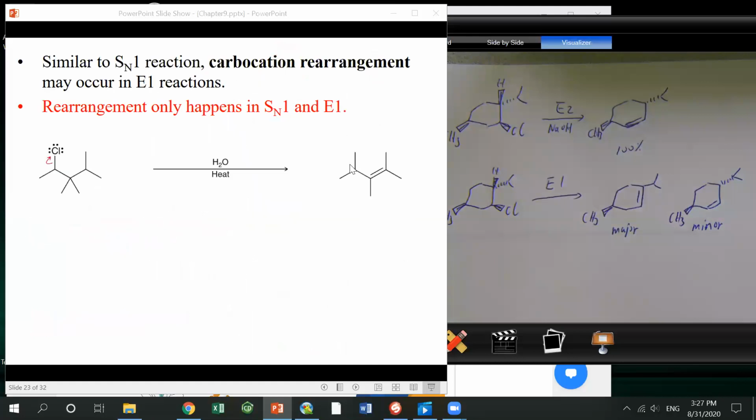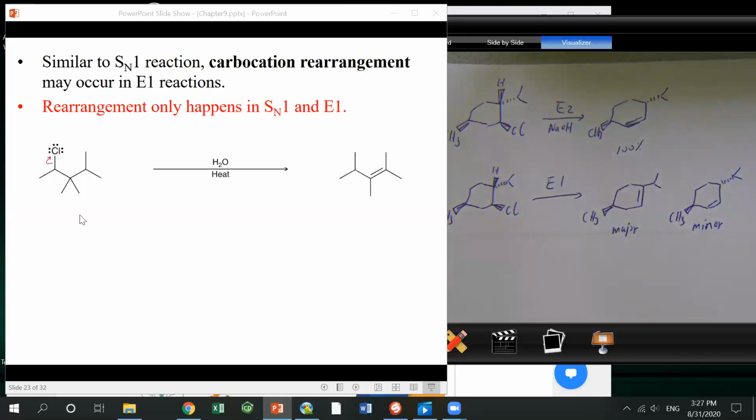All right, but there's one big issue with E1 elimination, and that's rearrangement. Because E1 elimination, same as SN1 reactions, generates a carbocation intermediate. Remember in class I said, as long as you generate a carbocation intermediate, there will be a possibility for rearrangement. So this E1 elimination is the second reaction with carbocation rearrangement. Later we will maybe learn two more. So, the example is shown here.